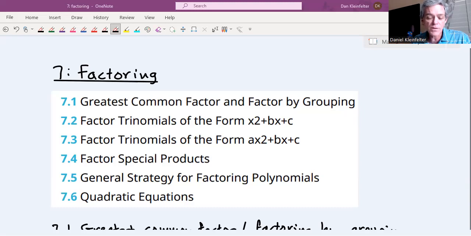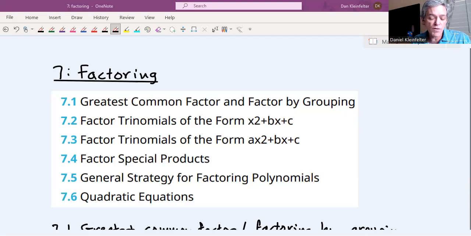Section 7.2, factor trinomials of one specific form. Trinomials, as you recall, are polynomials that have 3 terms. So this is specific to polynomials that have 3 terms. 7.2 and 7.3 are about how you do it for 2 specific forms.